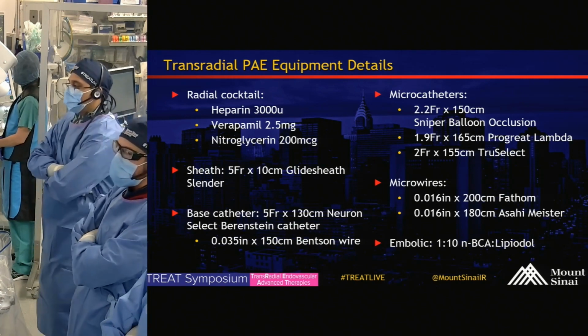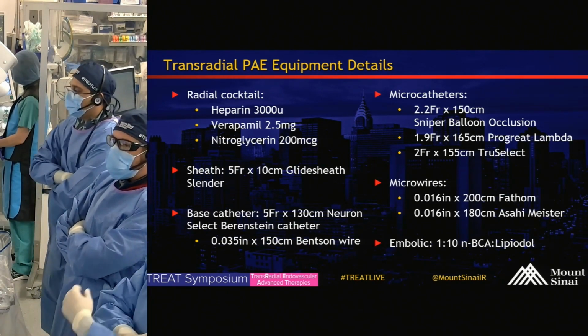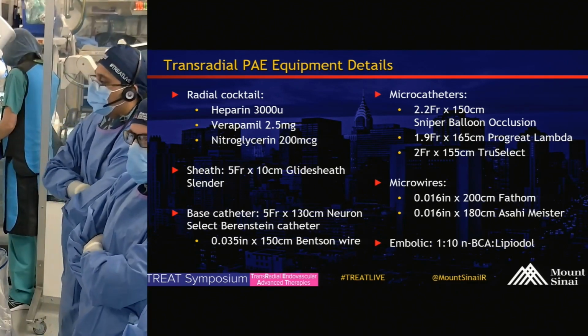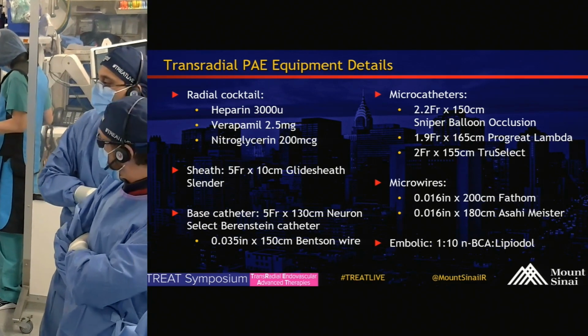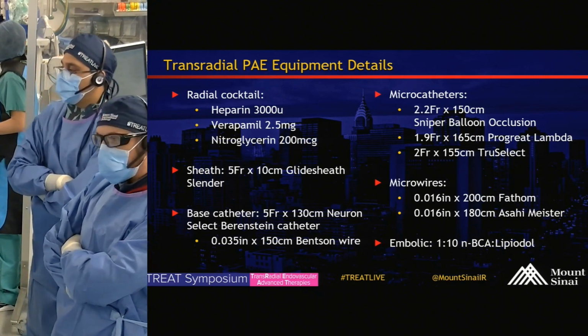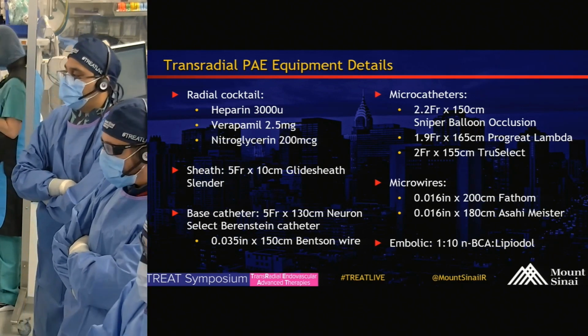In regards to the equipment details, we're doing radial access. So we're going to use a radial cocktail, including heparin, verapamil, and nitroglycerin. We're using a Slender 5 French Glidesheath in the wrist, left radial artery, and our base catheter is a 5 French by 130 centimeter Neuron Select Bernstein catheter. And through that, we have a Benson wire.